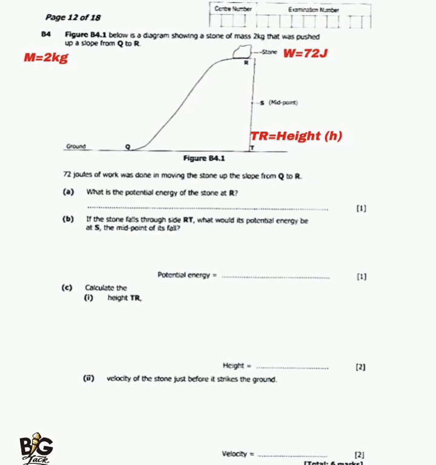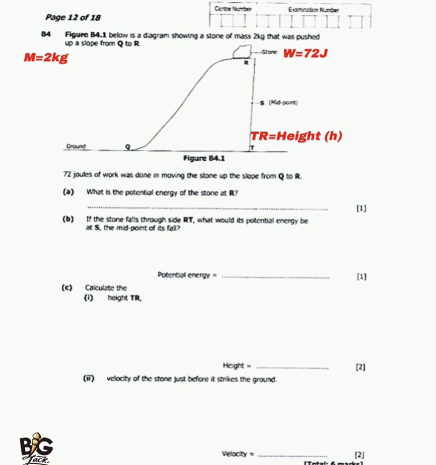As for question A, what is the potential energy of the stone at R? To make you understand this part, the answer here is 72 joules.